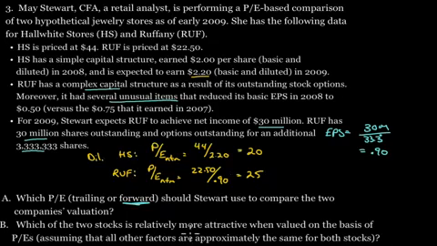Oh, I don't think we answered this here. Which of the two stocks is relatively more attractive? Well, which one's more expensive? HS, we're going to pay 20 times its forward earnings. RUF, we're going to pay 25 times its forward earnings. I want to buy cheap, 20 times its forward earnings.